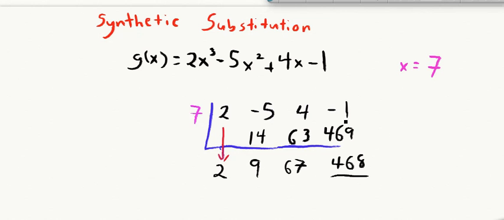So if we had done the direct substitution and just plugged this 7 in for all of those x's, when we finally evaluated it and simplified everything, we would end up with 468. This way might look a little more complicated at first, but once you get the hang of things, this way is actually much, much quicker.